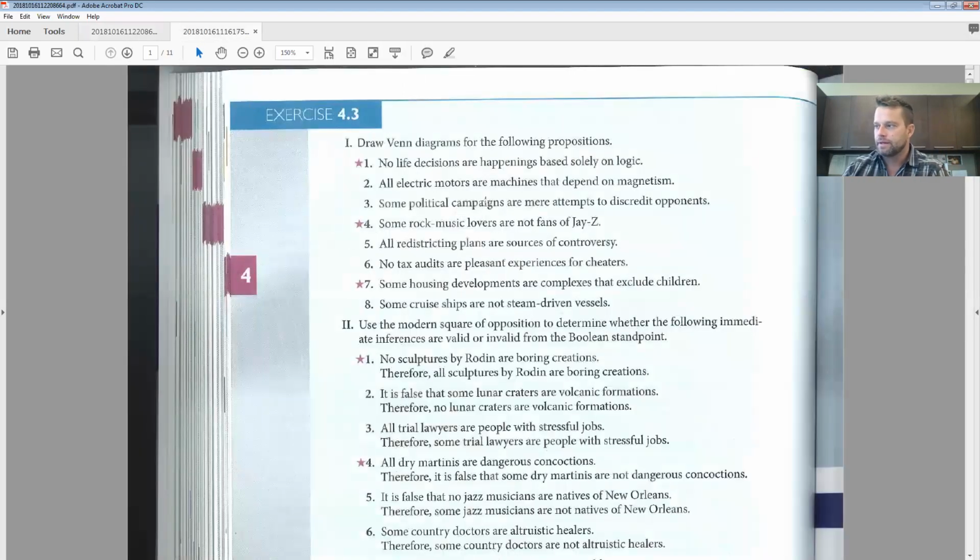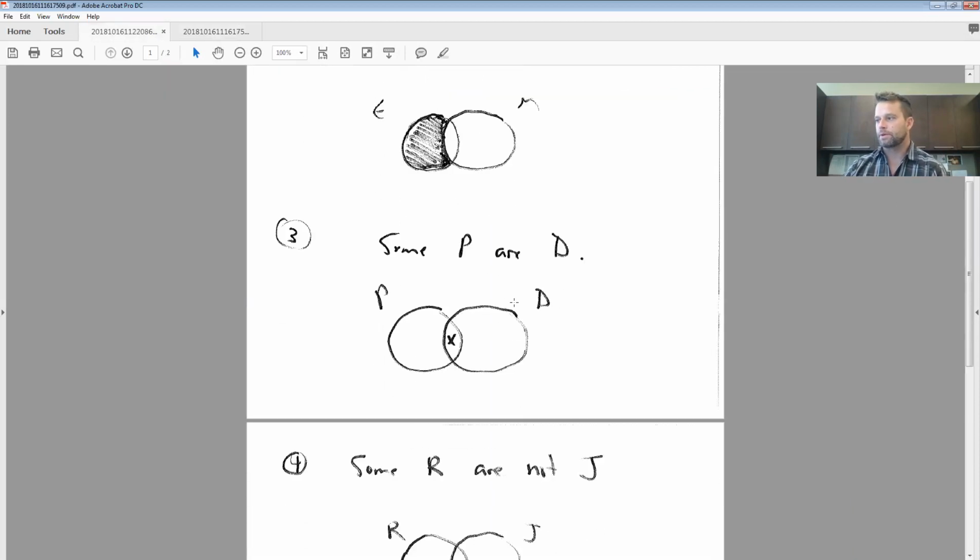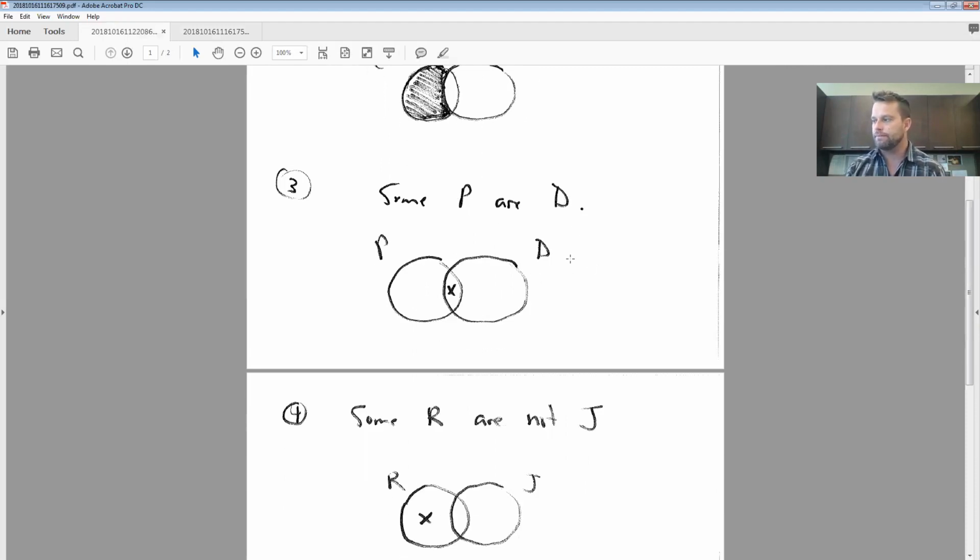Number three, some political campaigns are mere attempts to discredit opponents. This is a particular statement. Some P are D. Again, you can use whatever letters you want. That won't impact you. So to create a Venn diagram for a particular statement, you place an X.